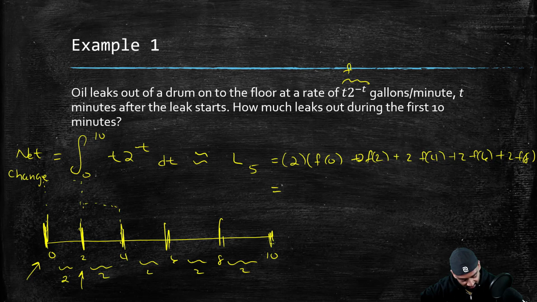I'm trying not to actually have to go through and plug all this in, but it looks like I'm going to have to. This is 2 times, see, plug in 0, that's 0, easy. Plus 2 times, let's see, 2 times 2 to the negative 2 is 1/4, which makes that just a half. So this whole thing is a half.